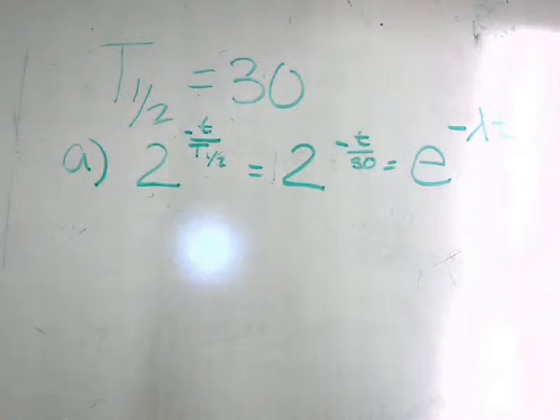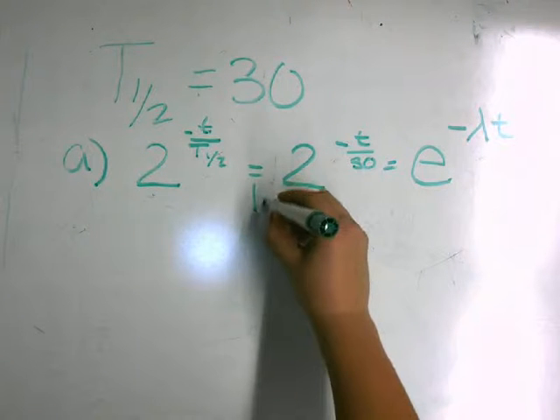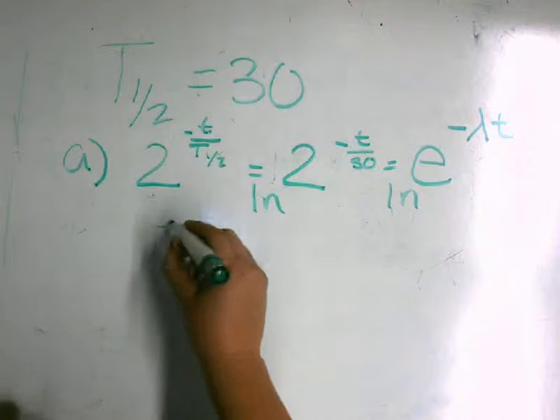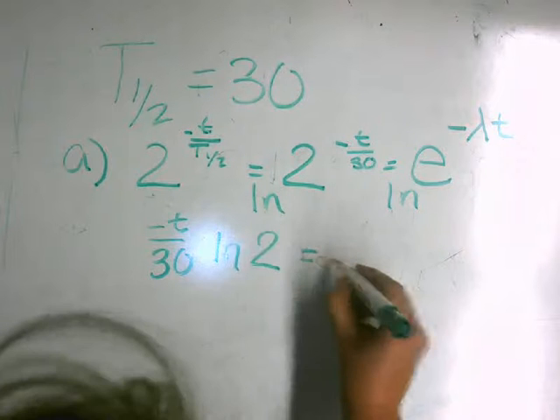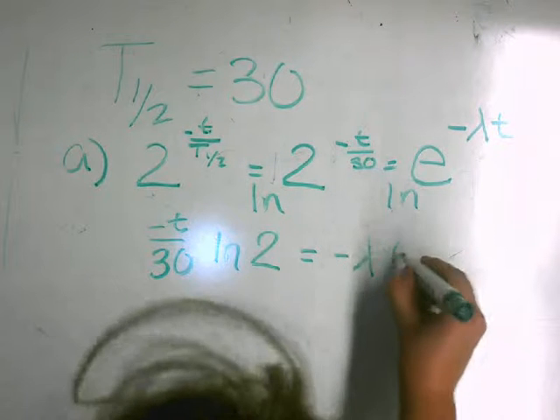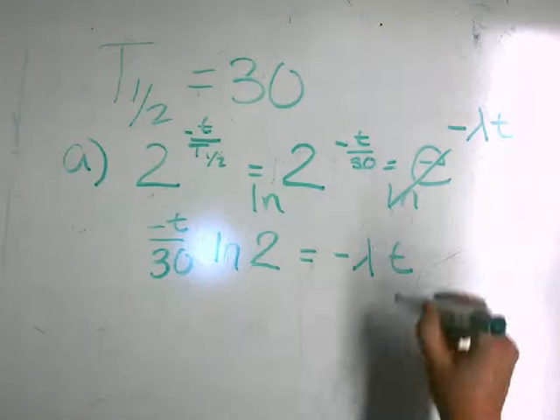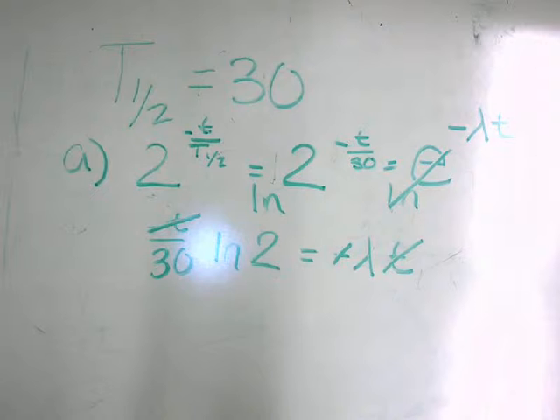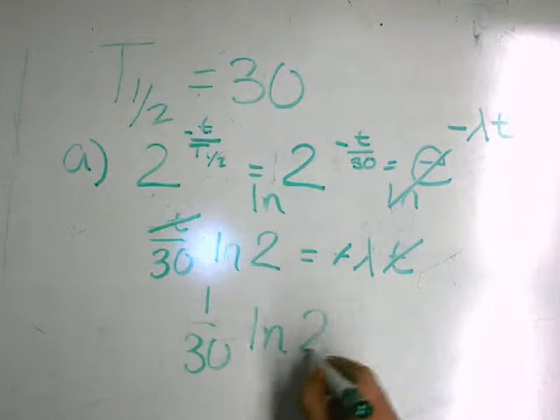Now, to solve for lambda to find the disintegration constant, we take the natural logarithm of both sides and get that negative t over 30, natural logarithm of 2, is equal to negative lambda t, because the natural logarithm of e is just 1. Now, we can cancel out both the negative sign and the t from both sides of the equation and get that 1/30th of the natural logarithm of 2 is equal to the disintegration constant.